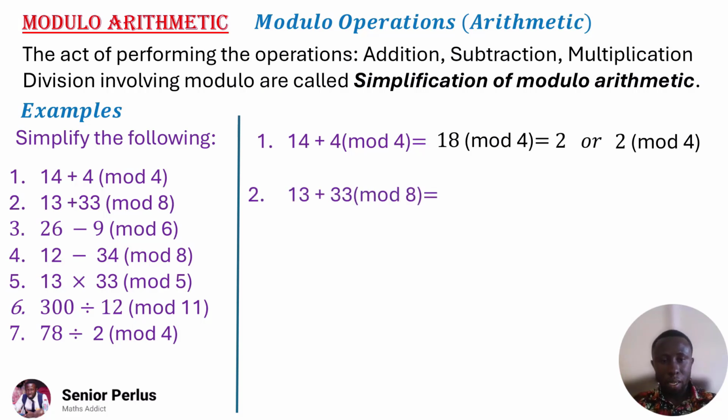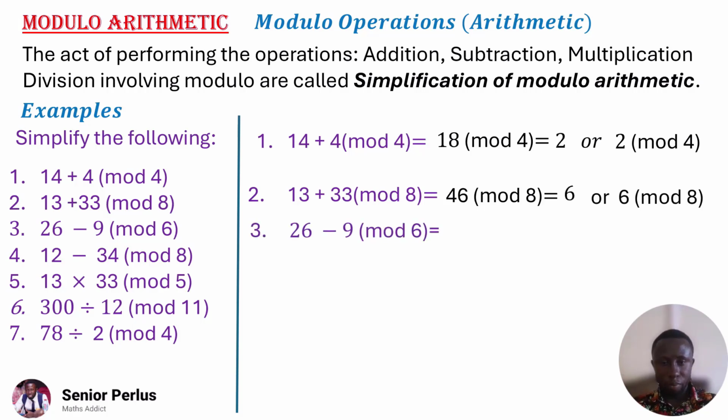13 plus 33 mod 8. That's 46 mod 8. So do that one for me too. 46 divided by 8, and what will be the remainder? So the remainder is 6. Good.